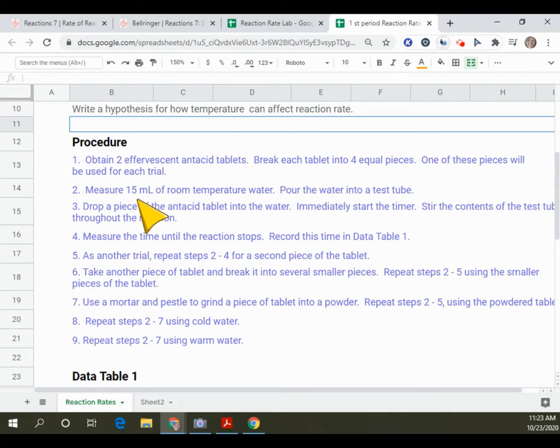We're going to measure about 15 milliliters of room temperature water, pour the water into a test tube, drop a piece of antacid into the water, and then immediately start the timer. We're going to do that again, and then we're going to do the same thing again for cold water and for warm water. We are going to break apart one of the pieces, and we're going to crush one of the pieces for the cold water, the warm water, and the room temperature water.